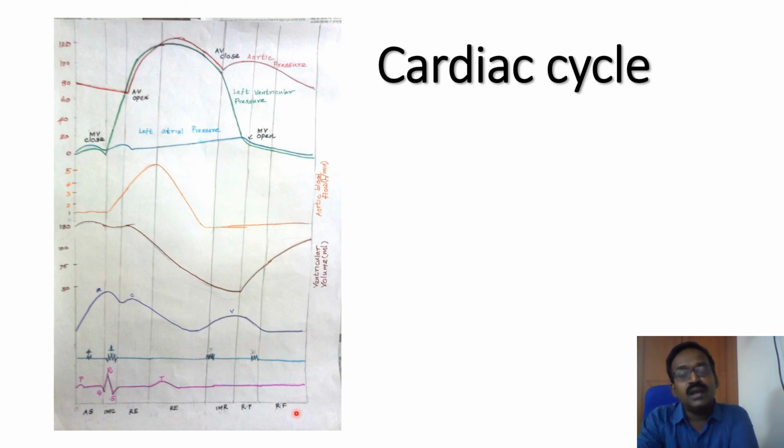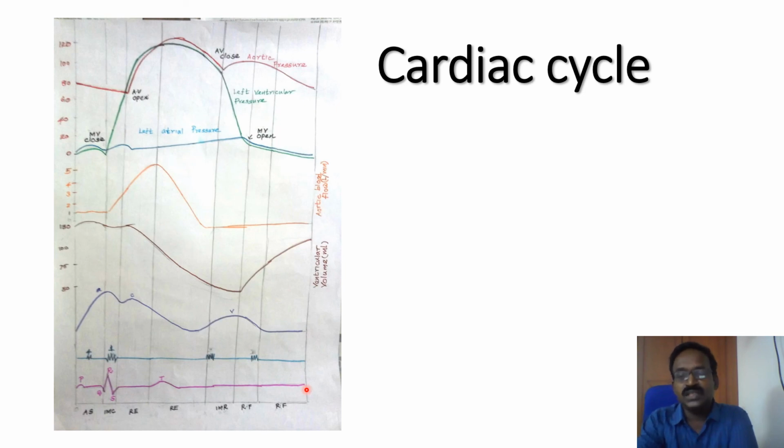The last stage is the reduced filling or diastasis. Here there is no change in the aortic pressure and ventricular pressure. Atrial pressure is just above that. No change in aortic blood flow. Ventricular volume gradually increases. At the end of the reduced filling or diastasis, the P wave appears. The P wave corresponds to the atrial systole, at the end of the reduced filling.